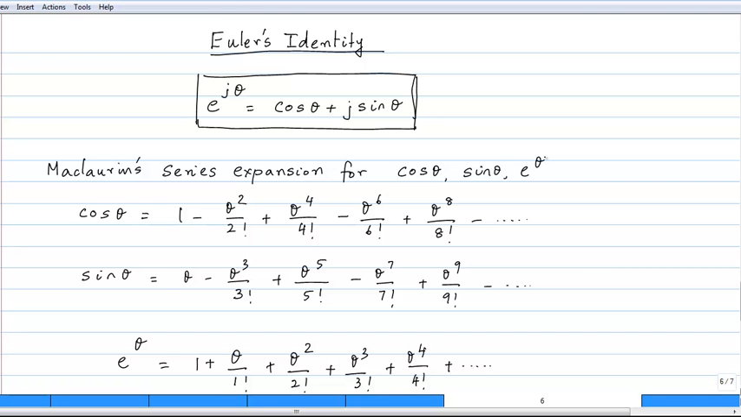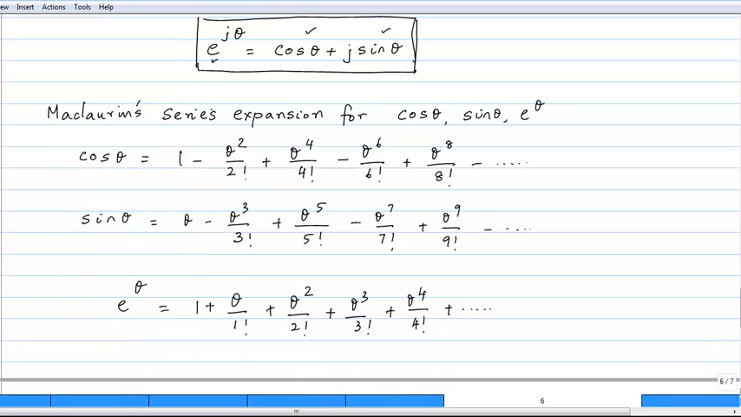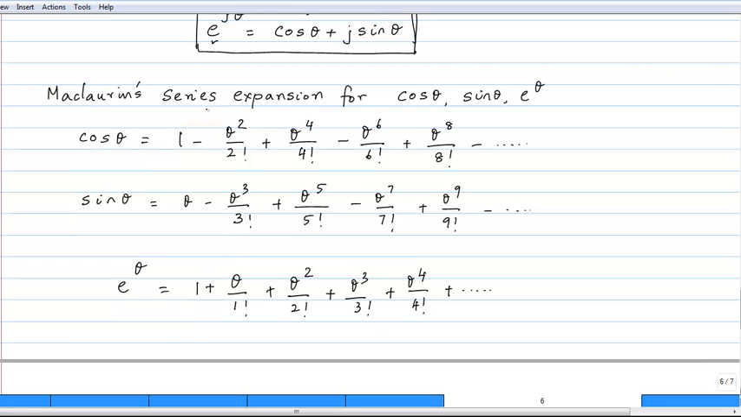Now, the main idea in proving this result is by considering series expansions for the functions that are involved here, namely the cosine function, the sine function, and the exponential function. A Taylor series expansion for these trigonometric functions, or really a Maclaurin series expansion around 0, is given by these two expressions here.